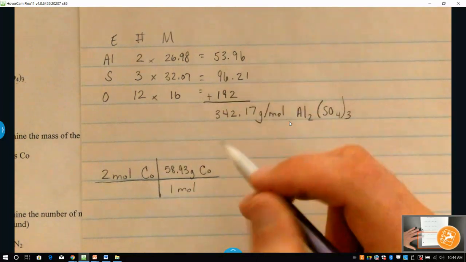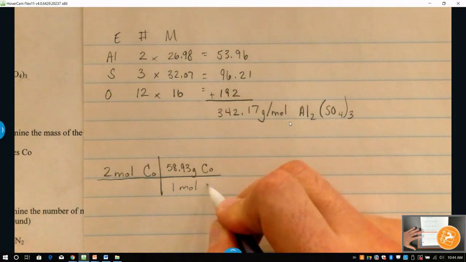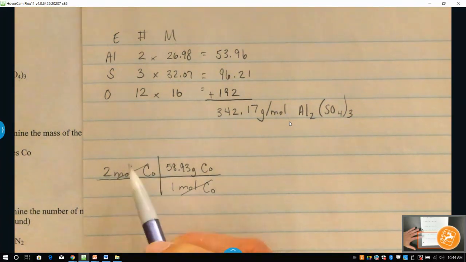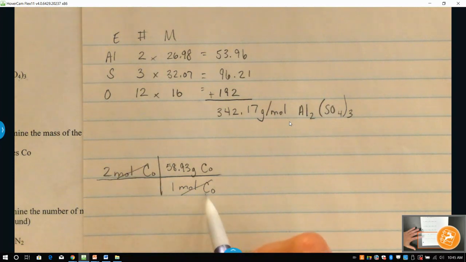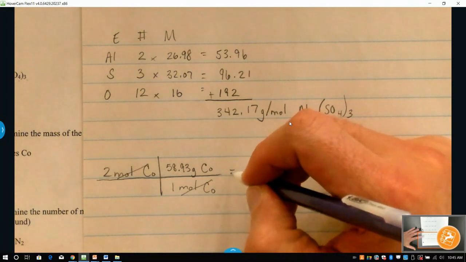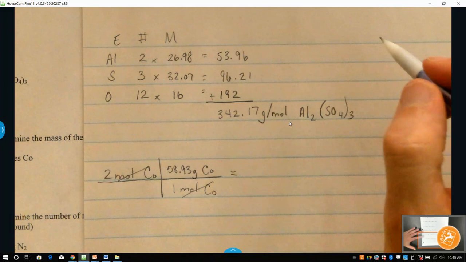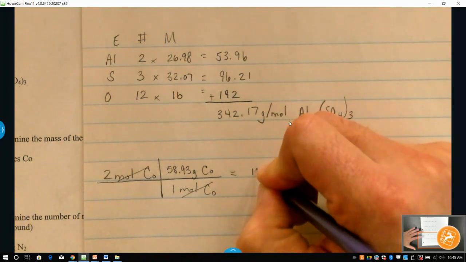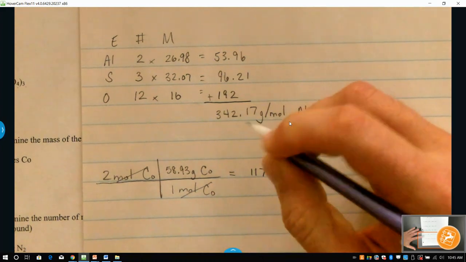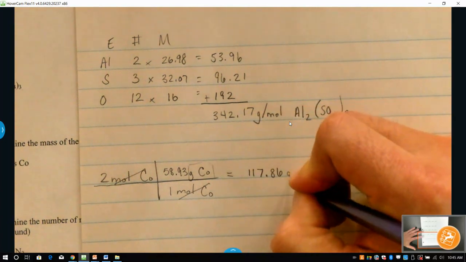But for this and for future problems, this is going to be the formula or the setup that we need to get to. So 1 mole of cobalt. That way, moles of cobalt cancel. You need 1 unit on top, 1 on bottom for it to cancel. They need to be the same. Then we multiply everything on top and divide by what's on bottom. So this is going to come out to be 117.86, and the only unit left is grams of cobalt.